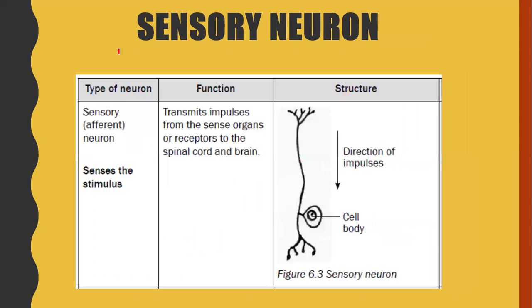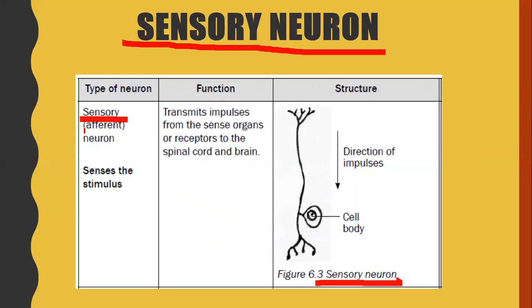And this structure here is a sensory neuron. Remember, the function of the sensory neuron is that it transmits impulses from the sense organs to receptors to the spinal cord and brain. So the type of a neuron that you see here is a sensory neuron. If you want, you can call it the afferent neuron. So it senses the stimulus. That is why it is called the sensory neuron.